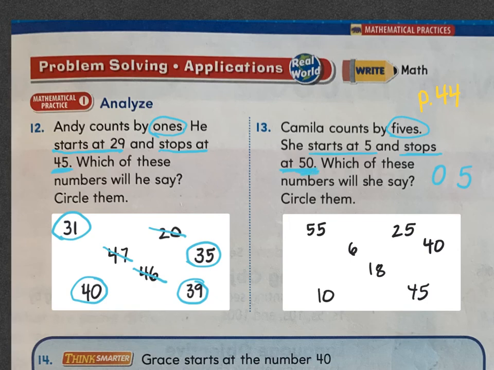Can it be 55? Nope. 25? Yes. 6? Nope, that is not skip counting by fives. 40? Yes. 18? Nope, that's not skip counting by fives. 10? Yep. And 45? Yep. So the ones we circled, she will say.